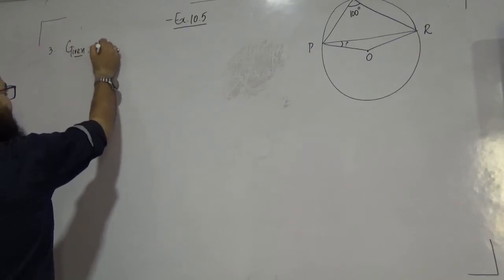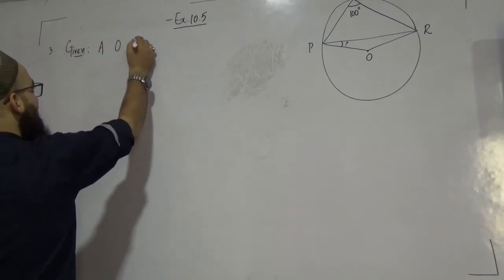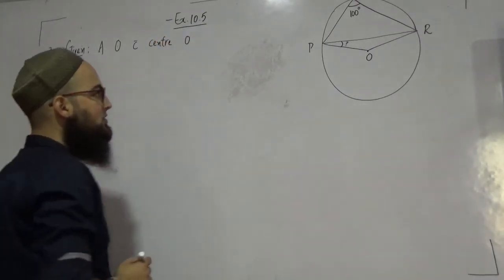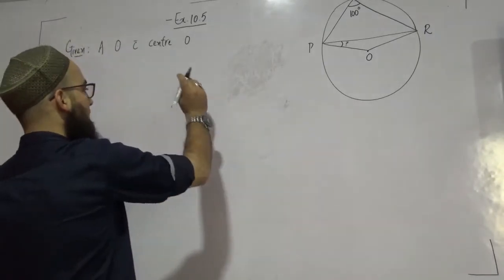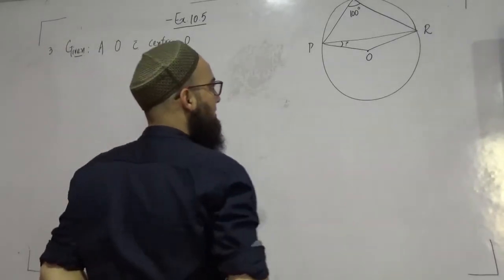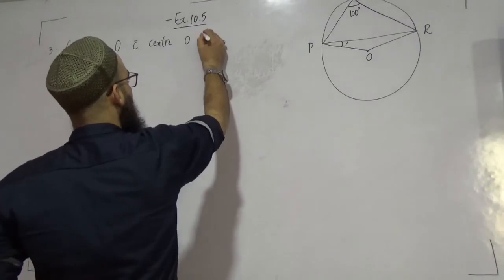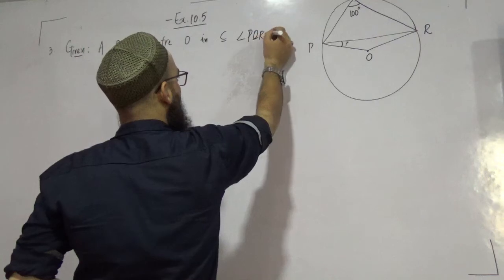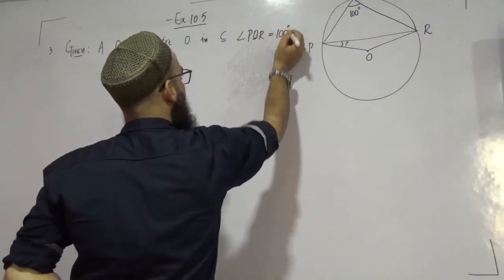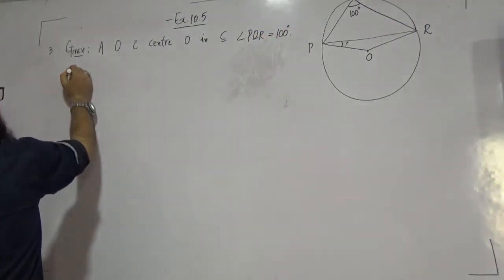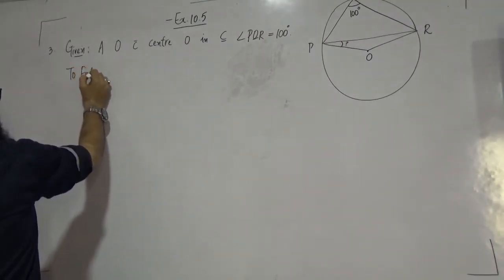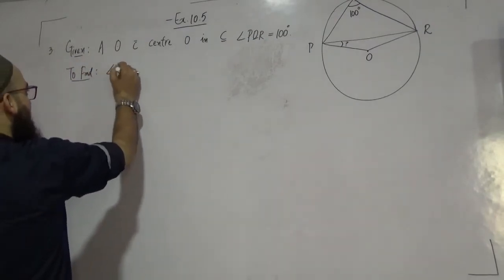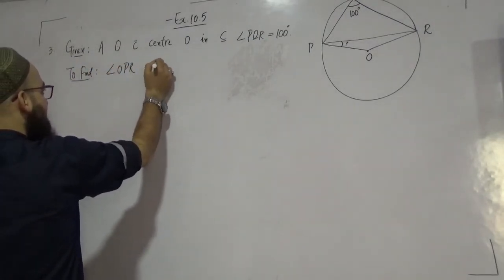So what is given? A circle with center O in which angle PQR is equal to 100 degrees. To find: you are going to find angle OPR.